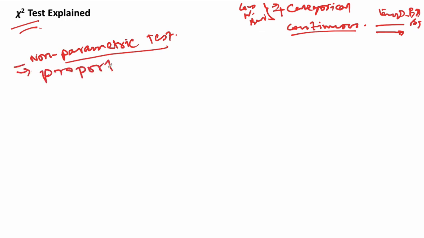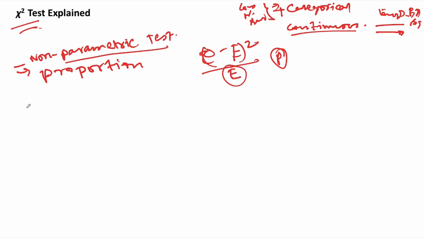Now, why is it a test of proportions? Because we are trying to take the difference between observed value and the expected value, and then we try to find out the value with respect to the expected value. So this is nothing but the proportion or the ratio, right? So this is a non-parametric test. It is used to test the dependency or the independency. It is for categorical data, and it is a method of proportion.